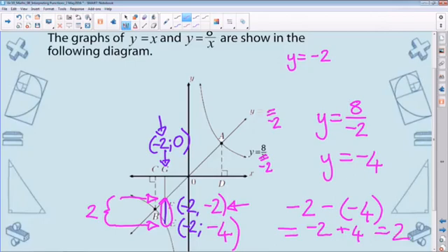But really, I didn't have to do that. I could have just said there are 2 units between the 2 functions, or the distance of EF is 2.